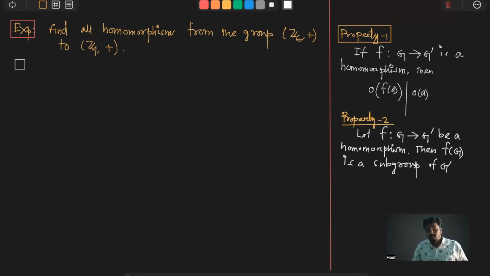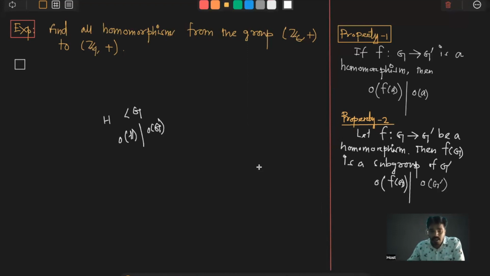Okay, with these two properties the problem will be solved. Look, what did we say about Lagrange's theorem? Lagrange's theorem says: if H is a subgroup of a group G, then order of H must divide order of G, where G is a finite group. Here, if F(G) is a subgroup of G dash, then by Lagrange's theorem we also conclude that order of F(G) divides order of G dash.